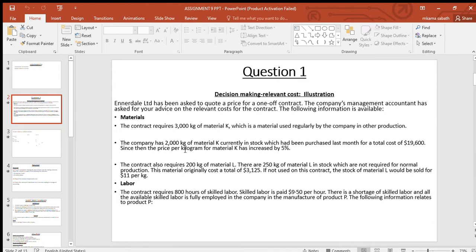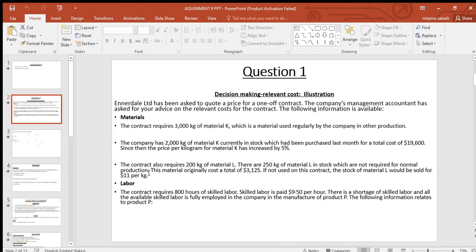Since then, the price per kilogram for material K has increased by 5%. Also, the contract requires 200 kg of material L. There are 250 kg of L in stock, which are not required for normal production. This material originally cost 3,125. If not used on this contract, the stock of material L will be sold for 11 per kg.